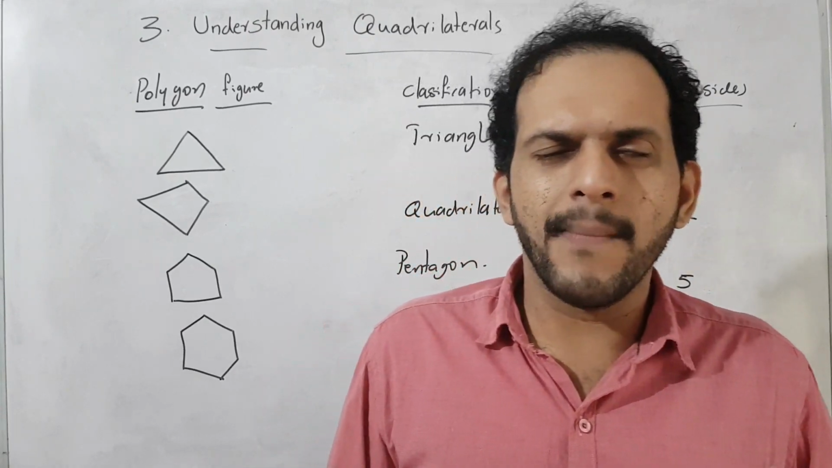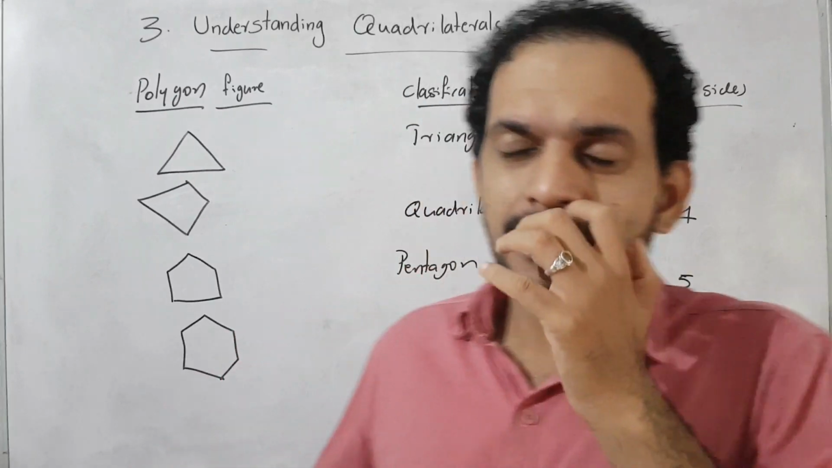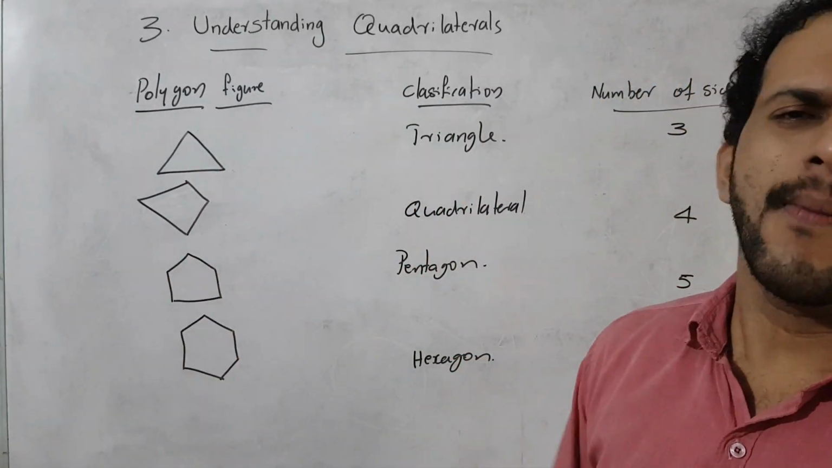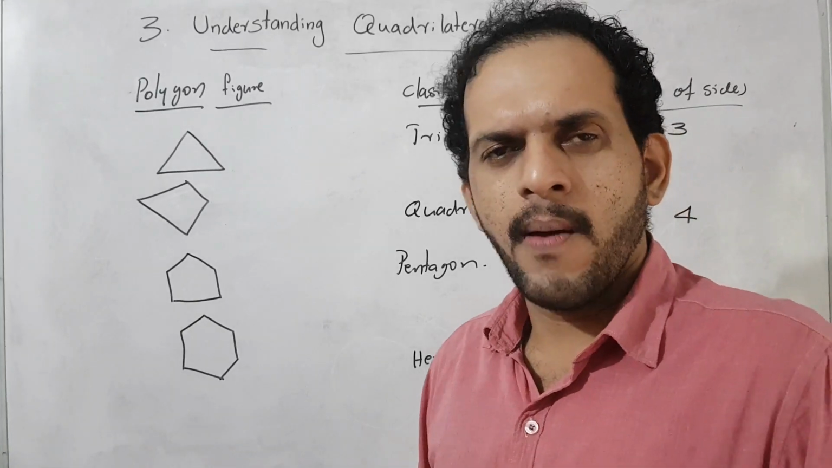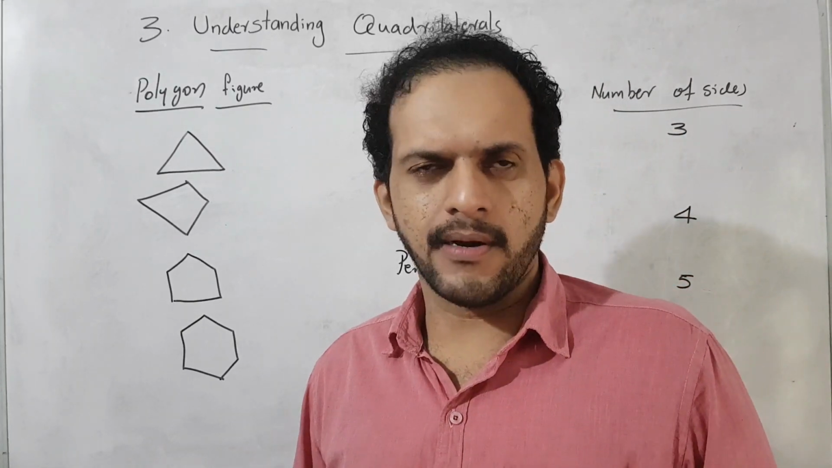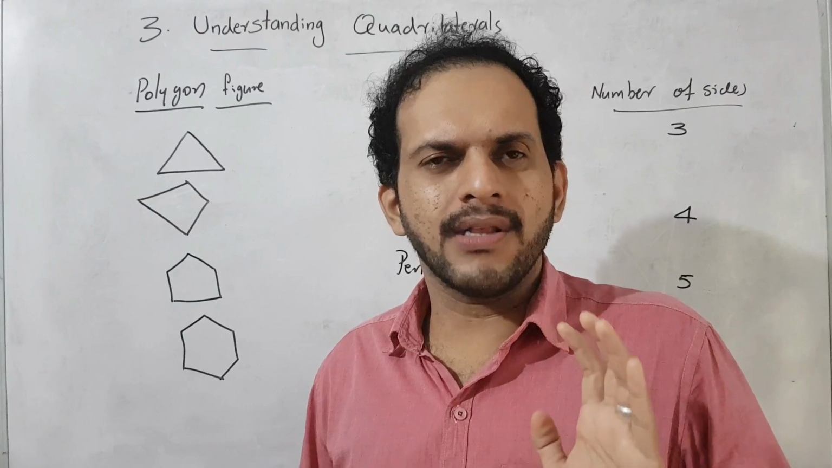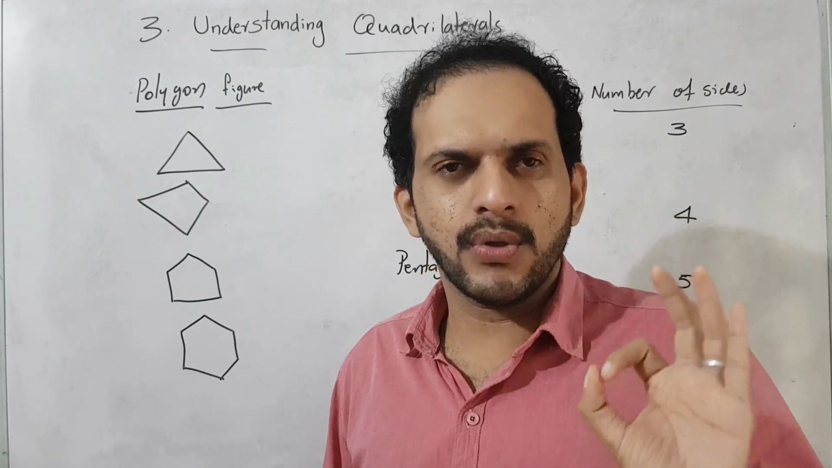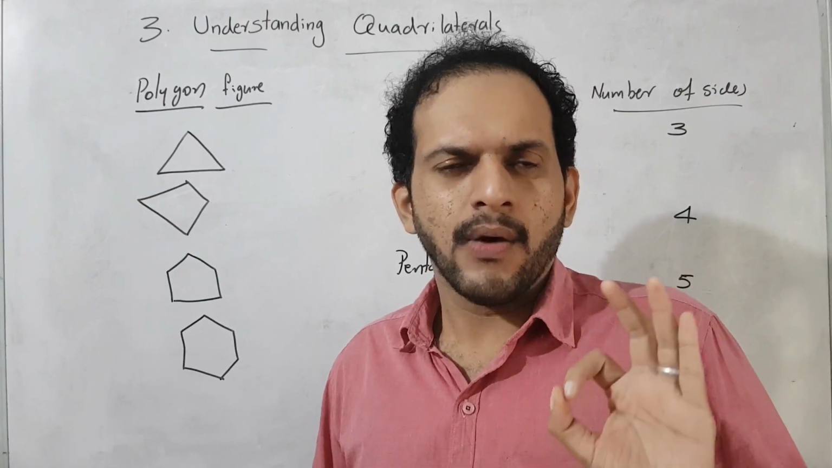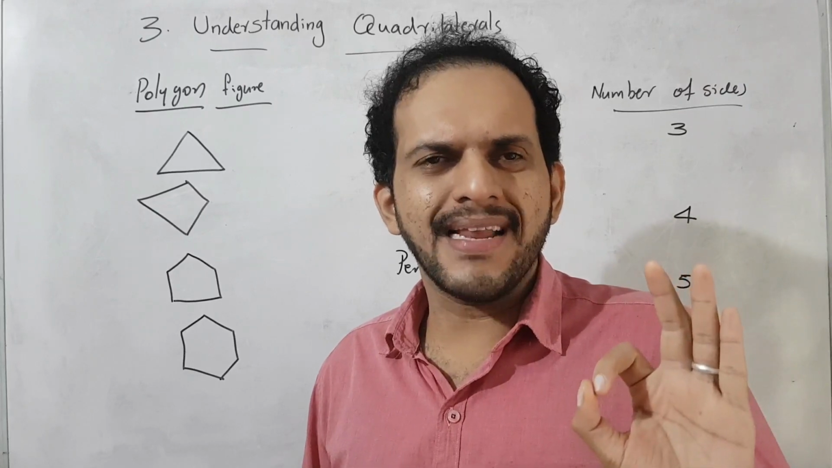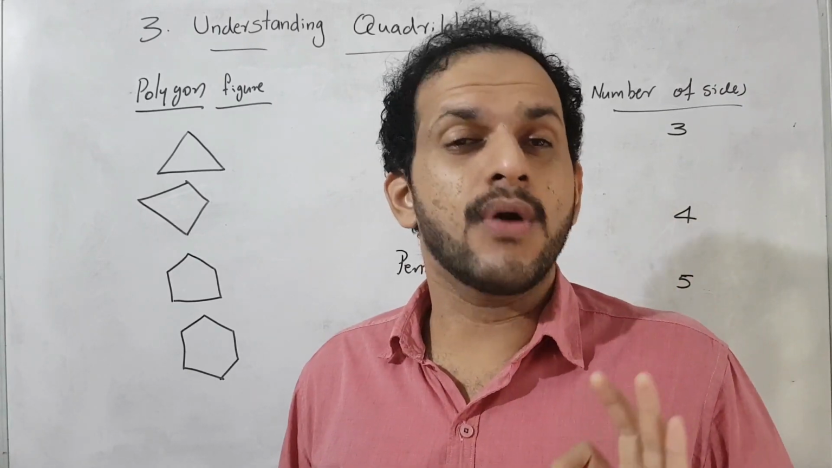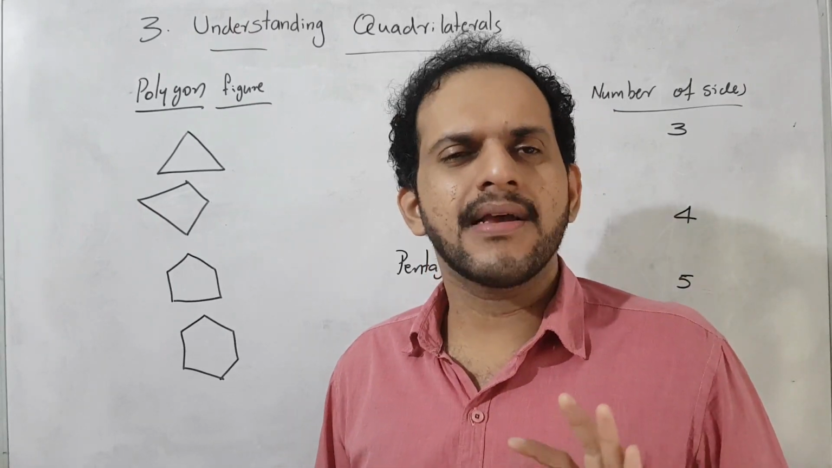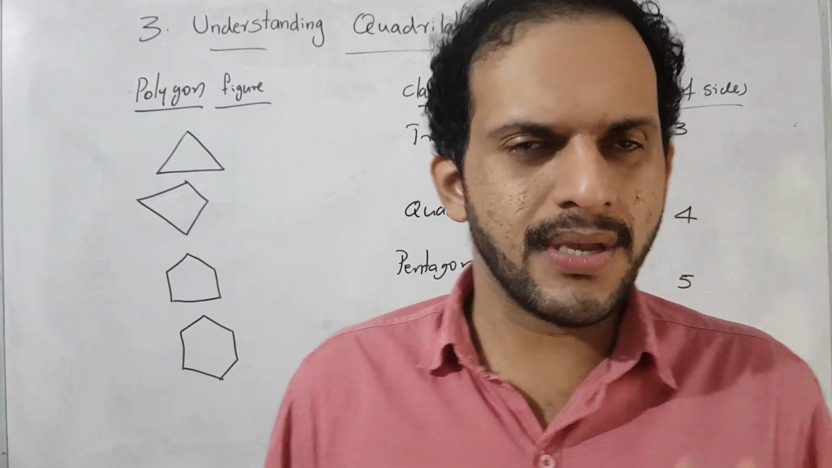Clear? So mainly we use these 4 polygons. What are they? Triangles, quadrilaterals, pentagons and hexagons. Triangle means the number of sides is equal to 3. Okay. Quadrilateral means the number of sides is equal to 4. Pentagon means the number of sides is equal to 5. Hexagon means the number of sides is equal to 6.